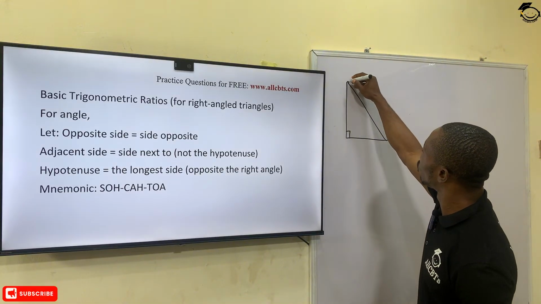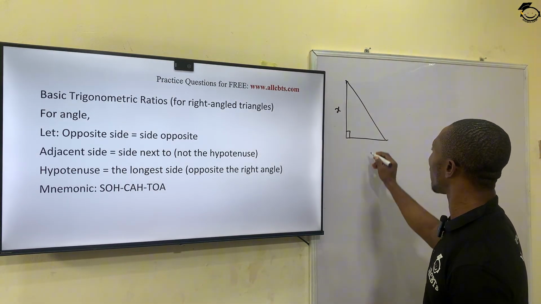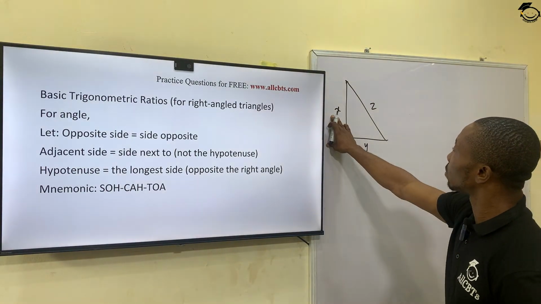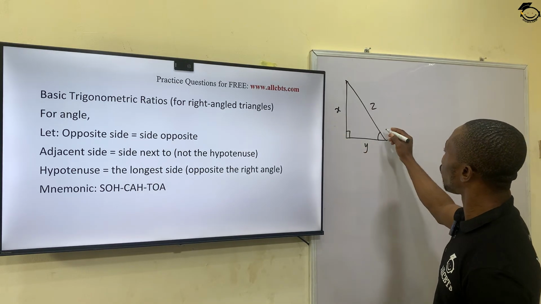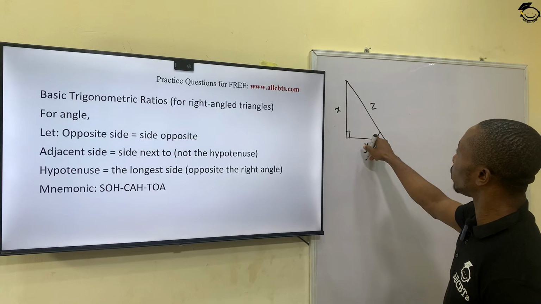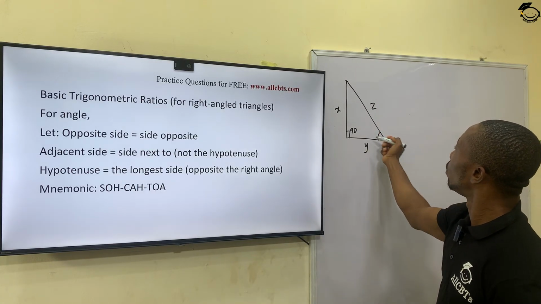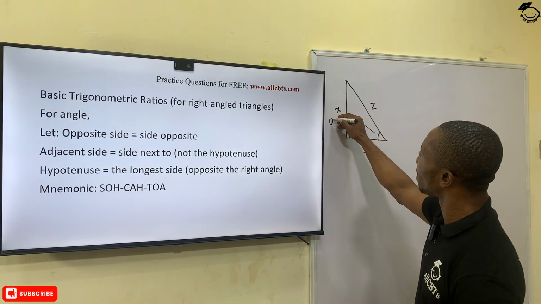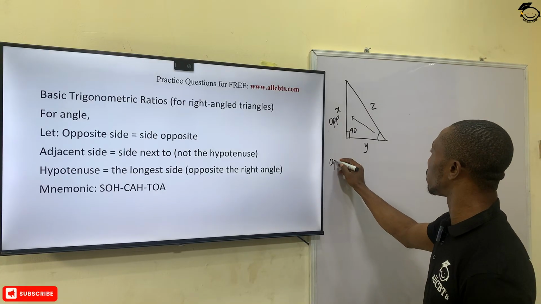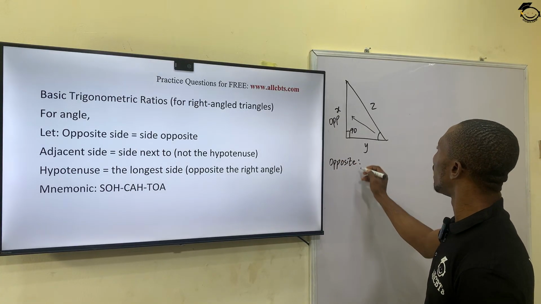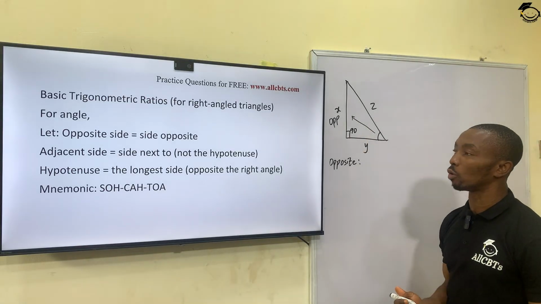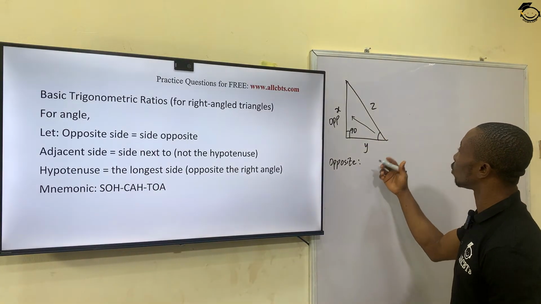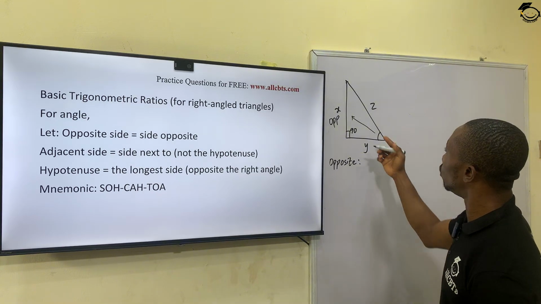Now, we have two sides. Let's call this side X and side Y, and we have side Z. So for side X, if we have another known angle together with our 90 degrees, the known angle facing side X will form our opposite. So we can say opposite is the side of your right-angled triangle facing a known angle.